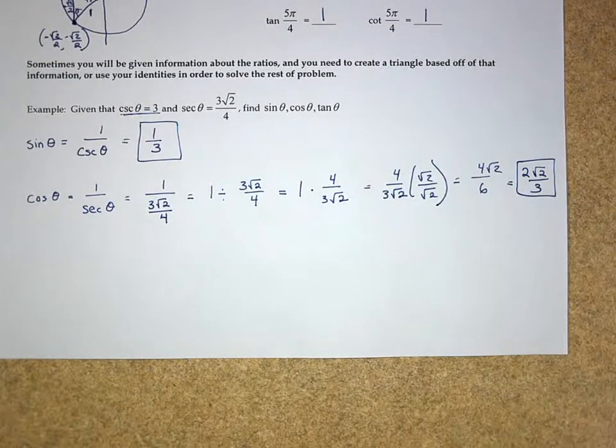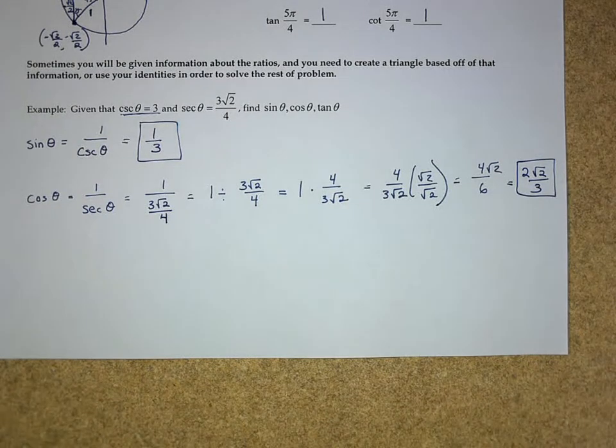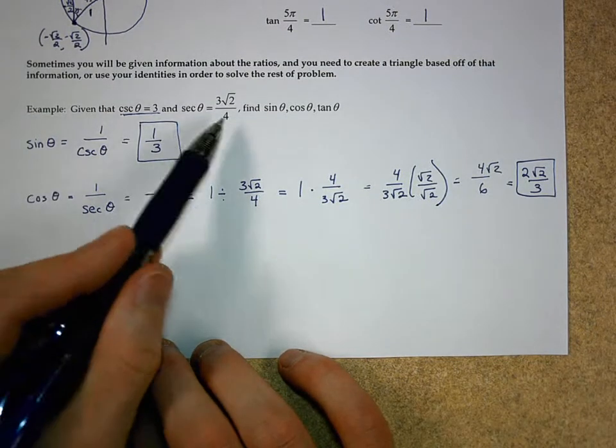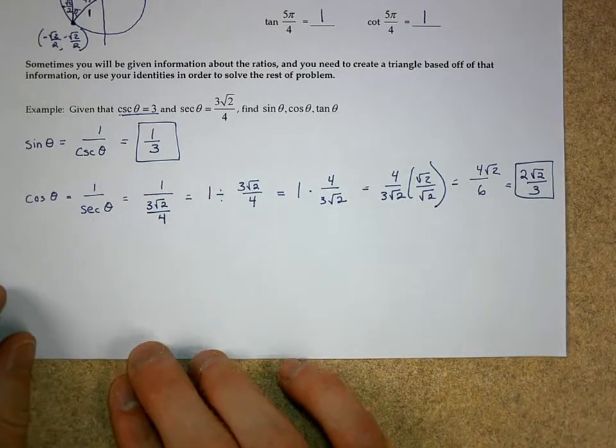So there's a lot of algebra right there, but the new piece that we're looking at in terms of our trig unit is realizing that cosine is the same thing as 1 over secant, and the fact that I'm given secant right there is going to help me solve that out.